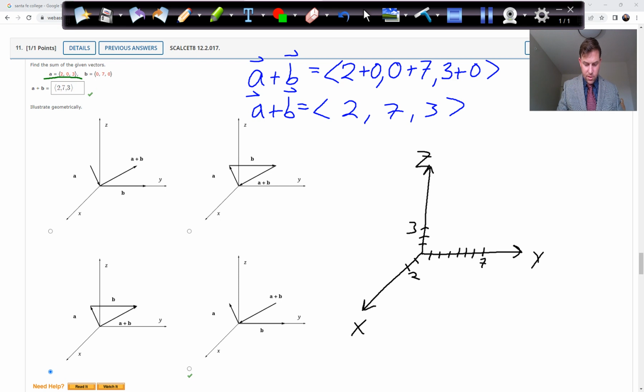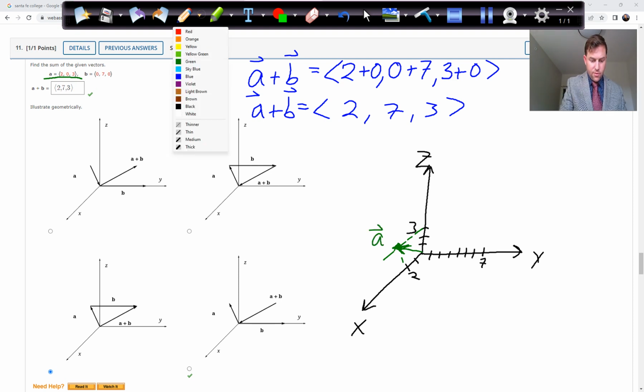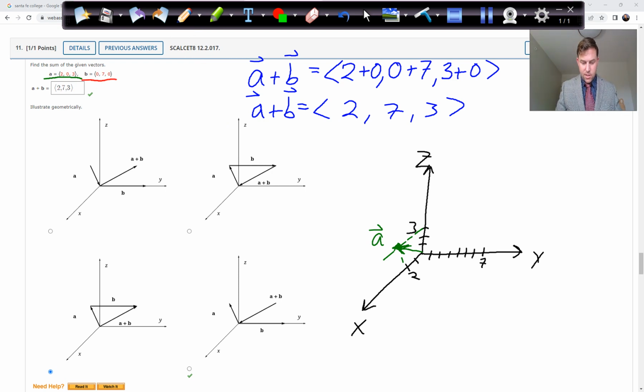If I draw like a dashed line here, 2 and then 2, so it's going to intersect right there. From the origin, that is A. Okay, then for B, let's do it in red. 0 in the x, 7 in the y, 0 in the z. So it's a very simple vector. It goes right along the y-axis. Doesn't go up, doesn't come towards us.